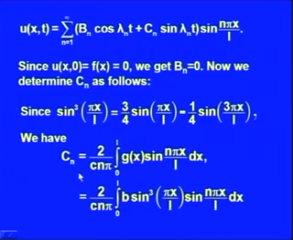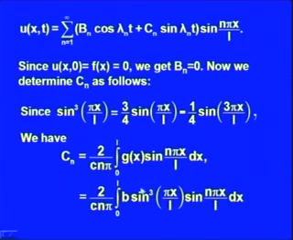So, we know that c n is given by 2 over c n pi integral 0 to L g(x) sin n pi x over L dx. Let us put the value of g(x). We are given that g(x) is equal to b sin cube pi x over L. So, c n is equal to 2 over c n pi integral 0 to L b sin cube pi x over L into sin n pi x over L dx.